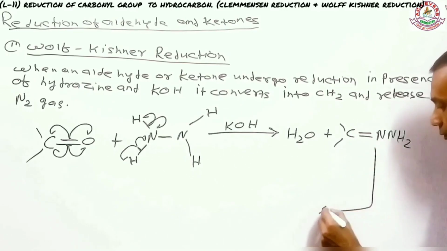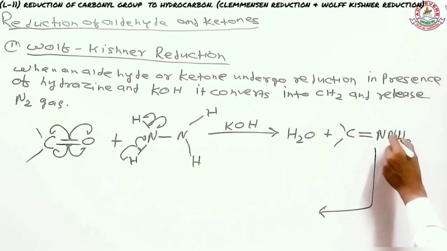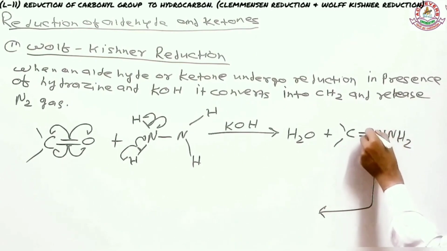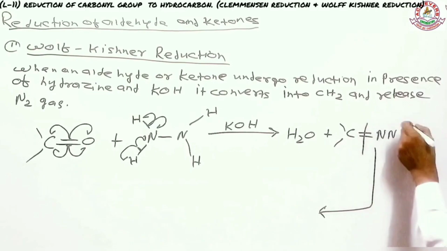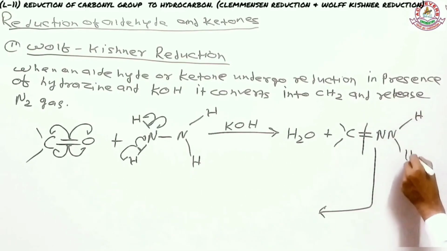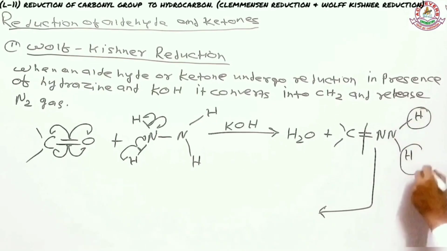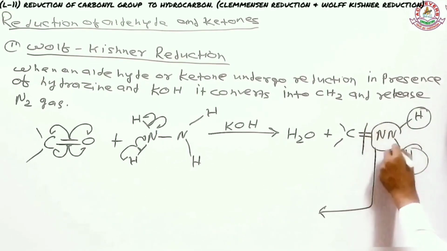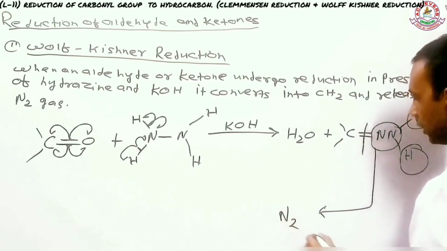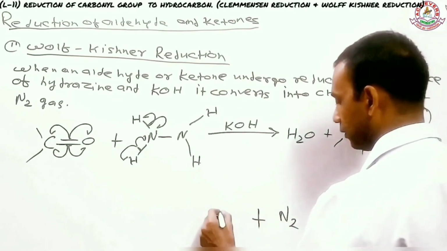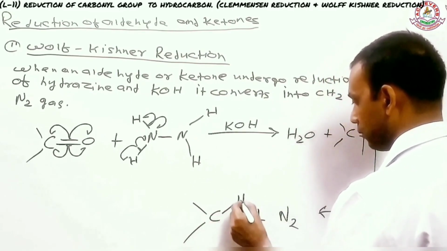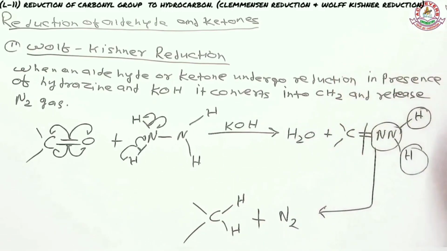In the next step, what happens? Both of these bonds again undergo cleavage, and these two hydrogens also undergo cleavage. So this one comes out as nitrogen, and these two hydrogens occupy the carbon. So again, this Wolff-Kishner reduction reaction produces CH2 due to the reduction of the aldehyde or ketone.